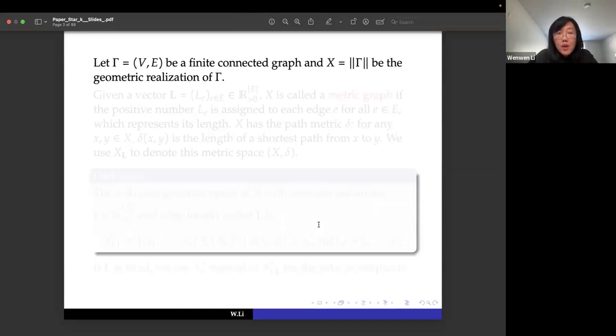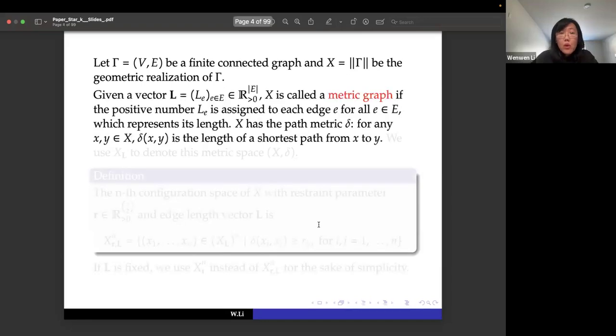Let gamma be a finite connected graph, and let X be the geometric realization of this graph gamma. We assign a positive number to each edge of this graph, and this number represents the length of the edge. After that, X has a metric delta. In particular, for any pair of points x and y in this space, delta(x,y) is the length of the shortest path between x and y. We use X sub L to denote this metric space (X, delta).